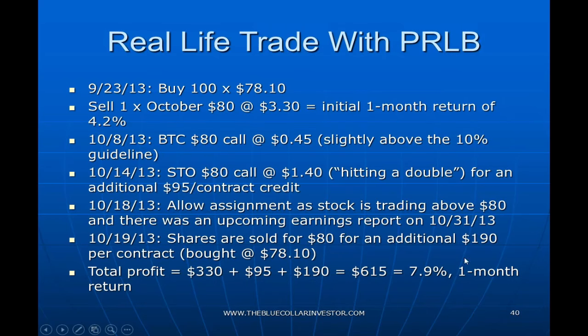So let's take a look now at all the profit I made on this trade. $330, sale of the original option. $95, hitting a double, 140 minus 45. $190, share appreciation, 78.10 up to the 80 strike. Total profit, $615 per contract, which represented a 7.9% 1-month return.